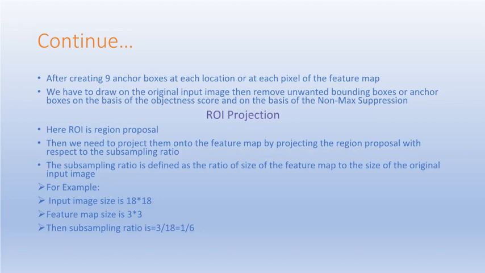Let's learn ROI projection. Here ROI is the region proposal, and we need to project it onto the feature map with respect to the subsampling ratio. The subsampling ratio is defined as the ratio of the size of the feature map to the size of the original input image. For example, if the input image size is 18 times 18 and the feature map size is 3 times 3, then the subsampling ratio is 3 divided by 18 equals 1 by 6.